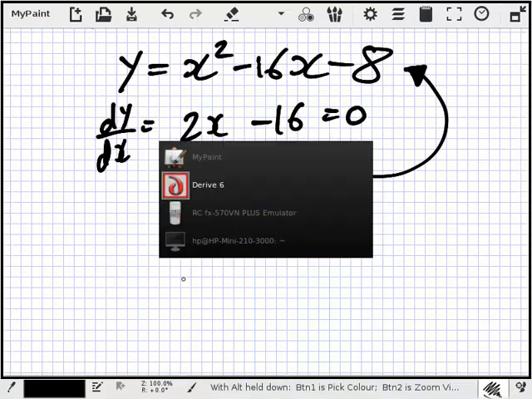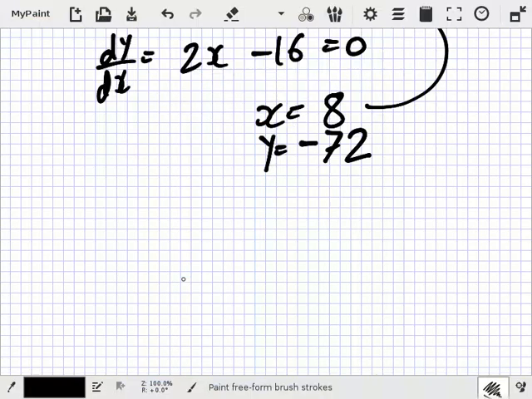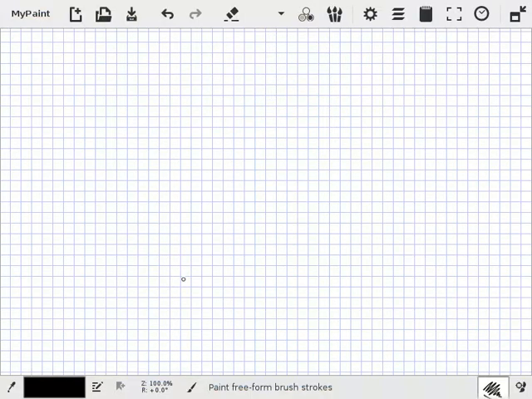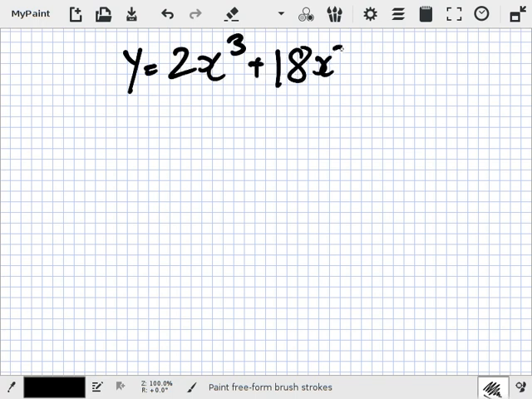So let me give you a cubic. What was the cubic I gave you a moment ago? 2x cubed plus 24x. Okay, so you can try this one for me: 2x cubed plus 18x squared plus 54x minus 24.